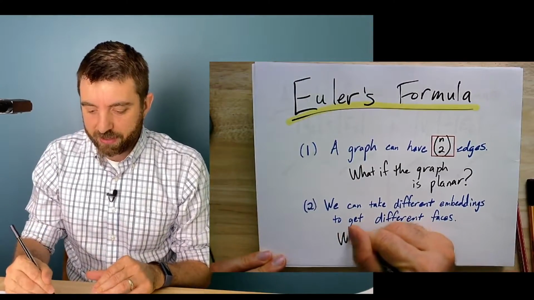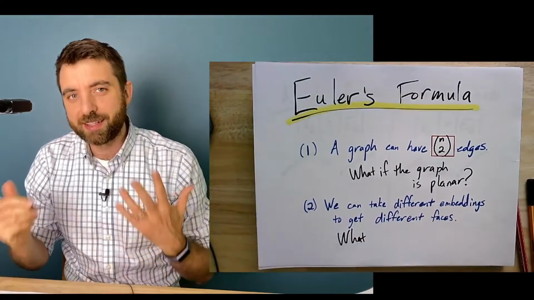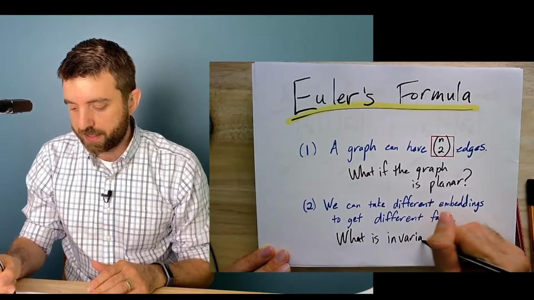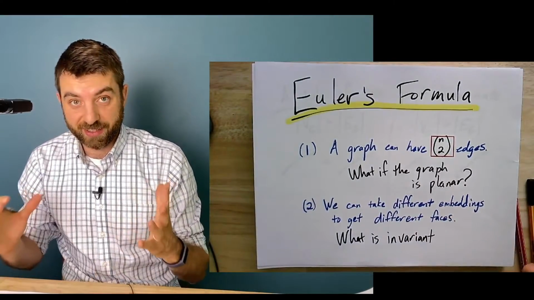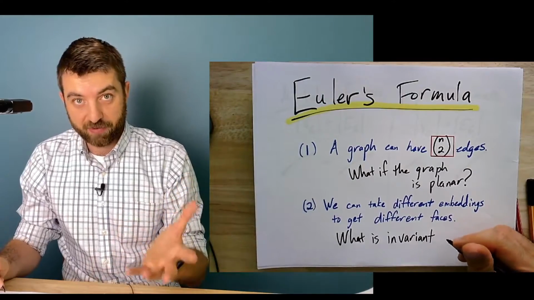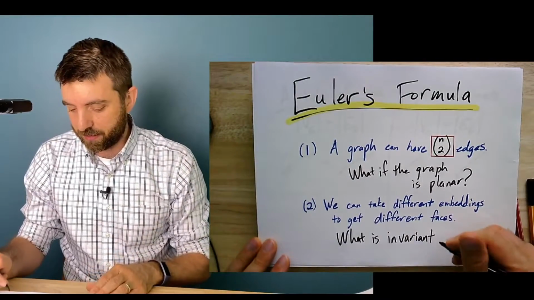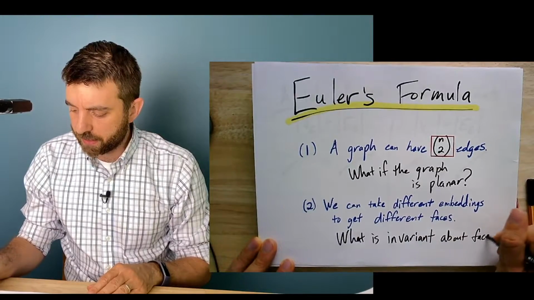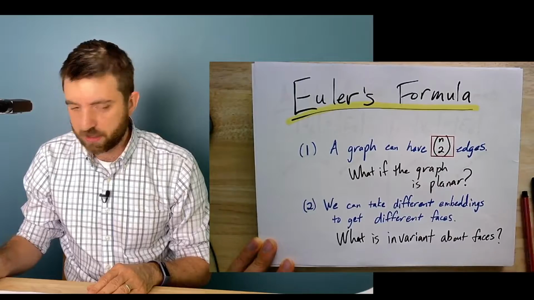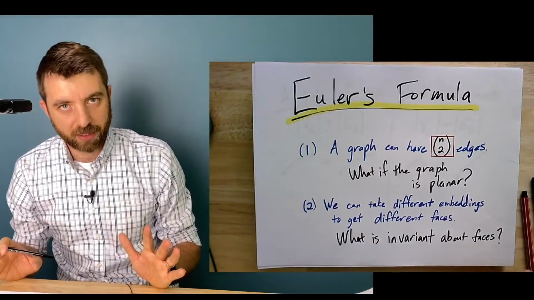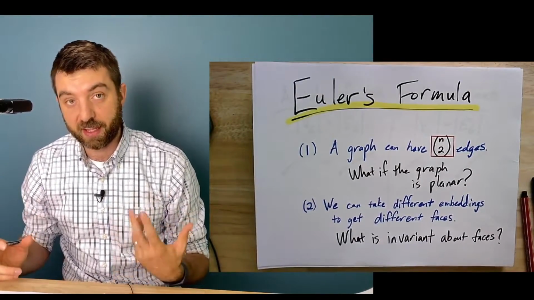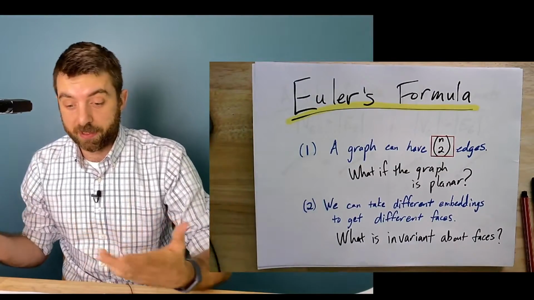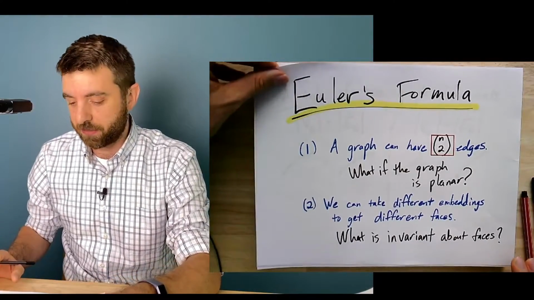And when you have all these different options, you can still ask, what is invariant about the faces? Now, when I say there are different faces, remember the faces are those connected components of the plane minus the embedding of the graph. So it might seem like the faces are just completely dependent on the embedding, but there are some aspects of the faces that are going to be invariant, that in fact show up in any embedding. And we'll see some of those examples as well.